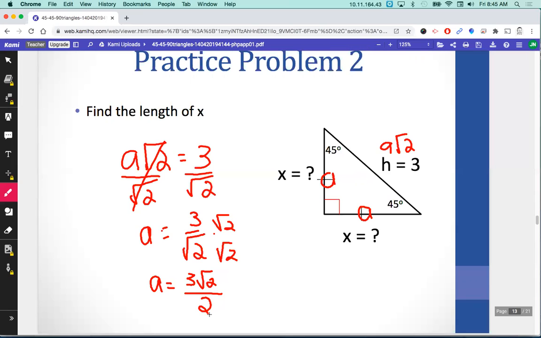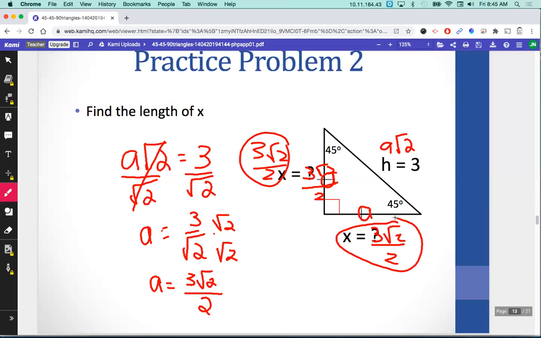So once we know what a is, we know what the two leg lengths are, because they equal a. So these are both going to equal 3 radical 2 over 2. Sorry, hard to read. All right, that's how we solve it if we're given a hypotenuse.